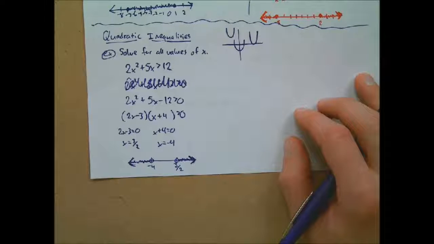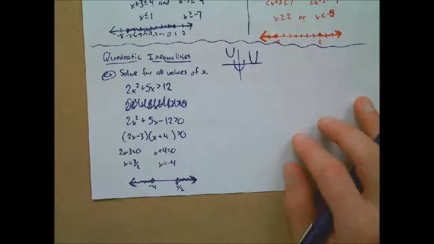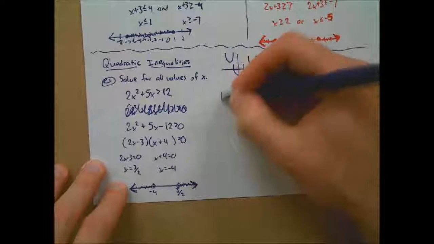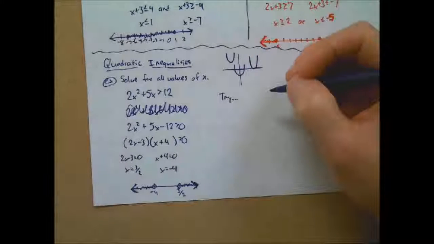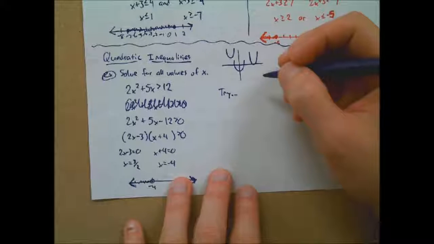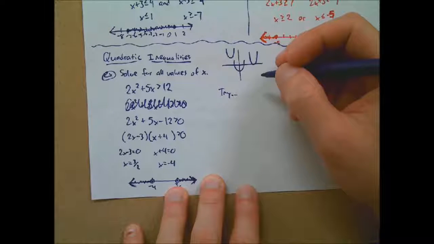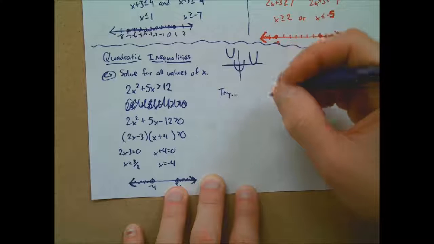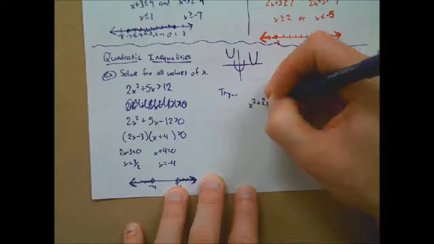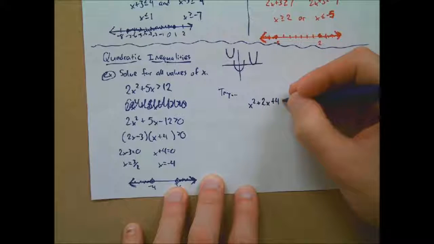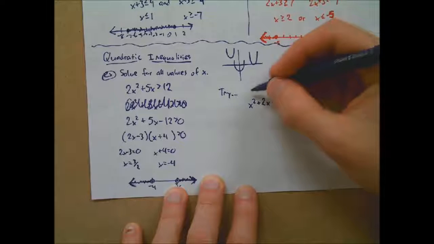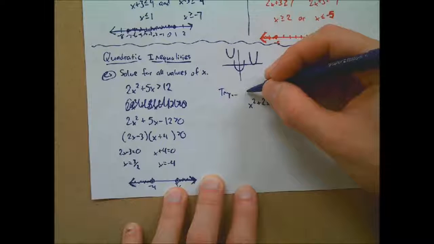Questions on any of that? Or did you try one on your own here? All right, so you guys try this one here. Okay, so x squared plus 2x plus 4 is greater than 0. Okay, again, solve for all values of x.